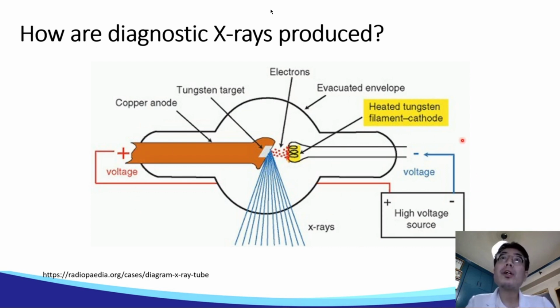The cathode in the right is negatively charged because this is where the electrons are produced. The electrons are motivated and attracted to go towards the left side, which is the anode, because the anode is positively charged. And we recall in physics that opposites attract. When the negatively charged electrons hit the positively charged anode, X-rays are produced.